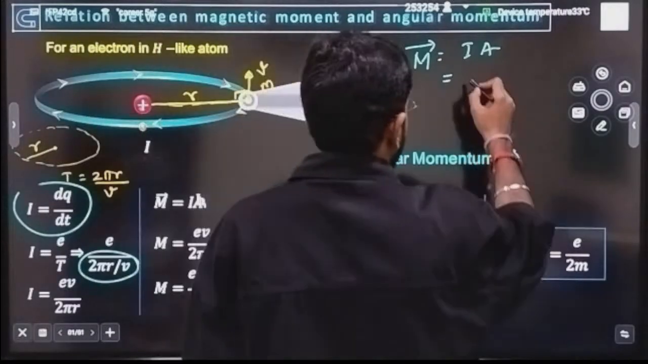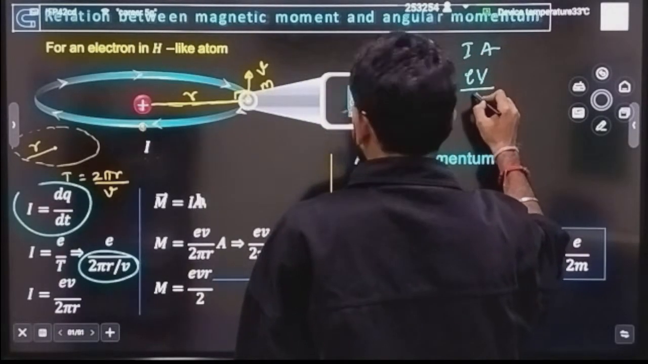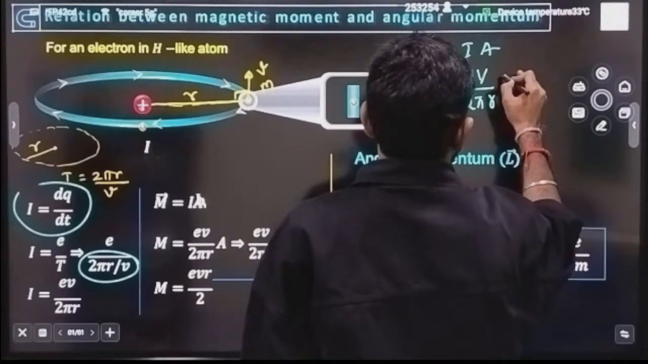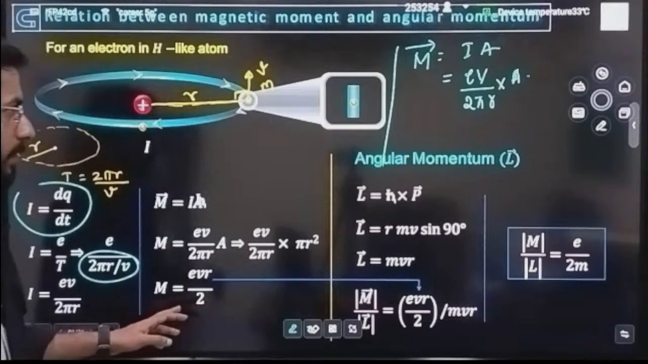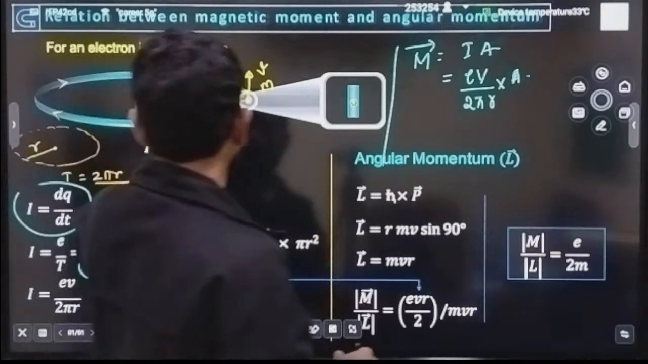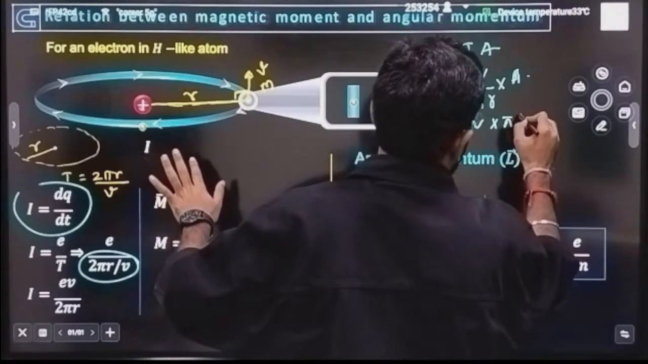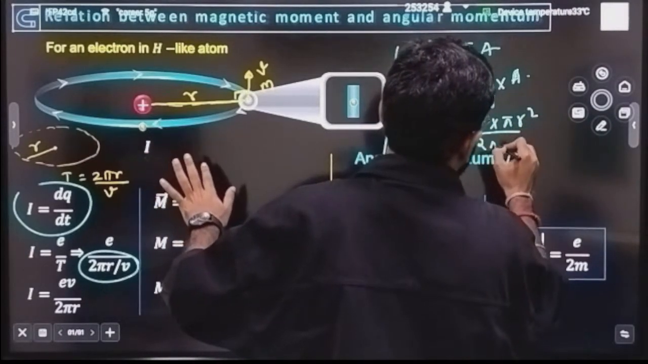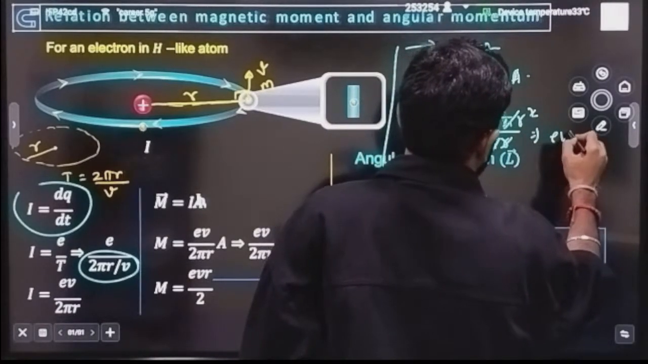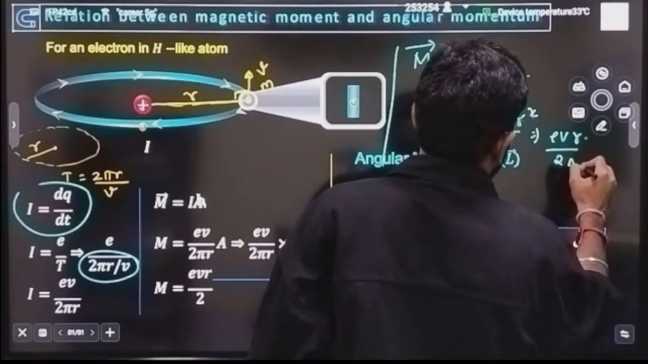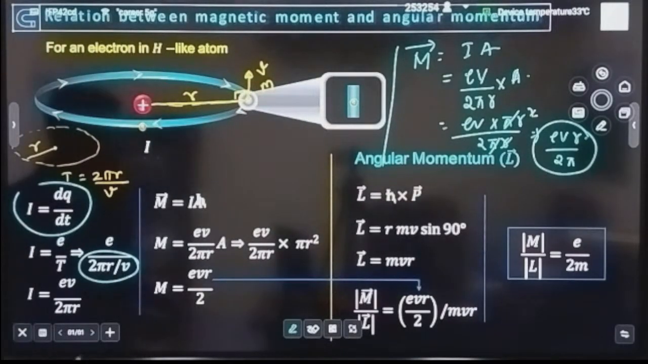So now let's write it. The current that you are writing here is EV divided by 2 pi r, into area. Correct? That means you will be writing here, and area is equal to how much for this cross-section? You will be writing EV into pi r square divided by 2 pi r. Pi cancels, r cancels. What is the same? EVR divided by 2 pi.